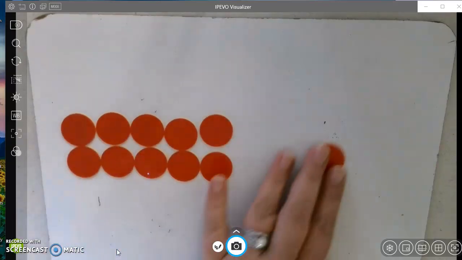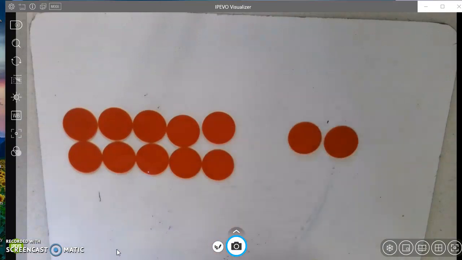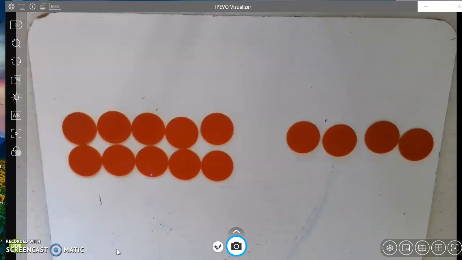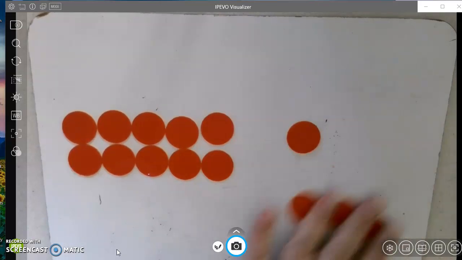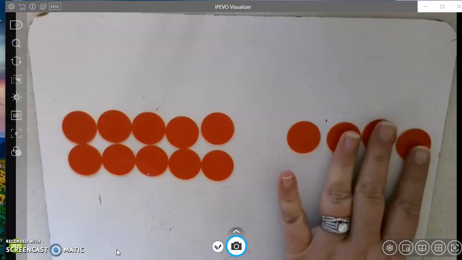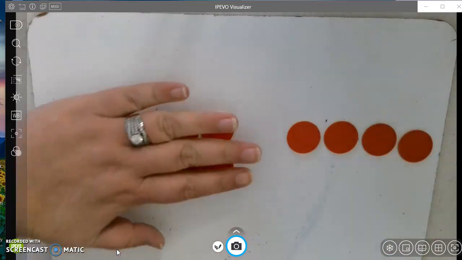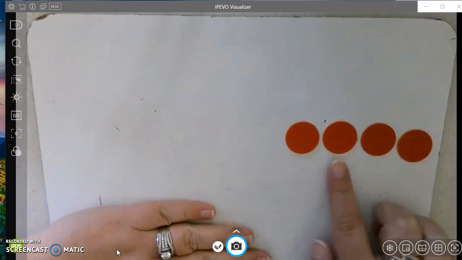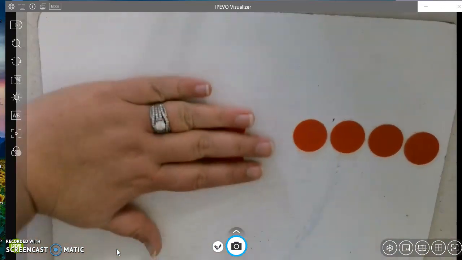Okay, so let's put these back up here. What if I did 14 minus 0? 14 minus 0 is 14. What if I did 14 minus 3? 14 minus 3 is 11. What if I did 14 minus 10? 14 minus 10 is 4.